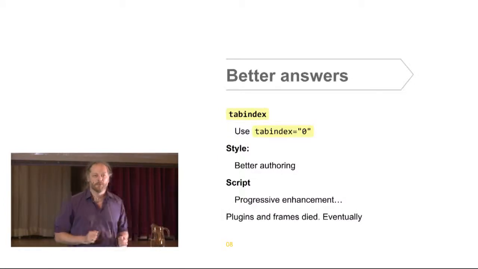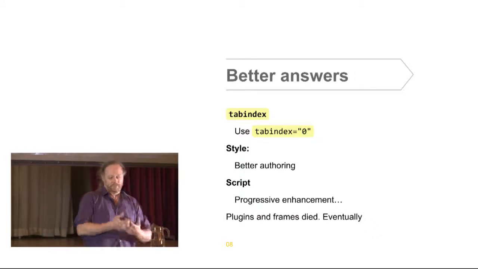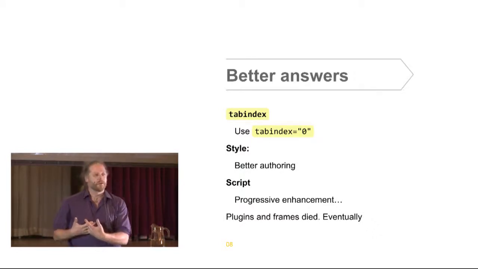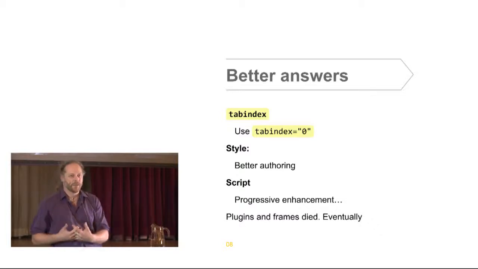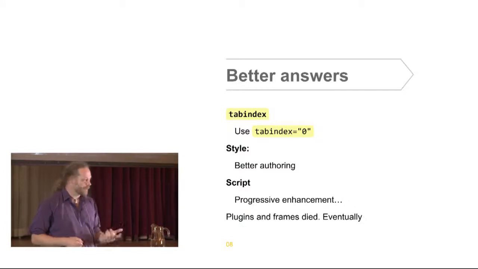We got tab index equals zero. Originally, you couldn't have tab index. No, you couldn't have tab index equals minus one. You could have tab index equals zero, but it wasn't the way to do it. When you do that, you can just make things interact. Keyboard accessible.